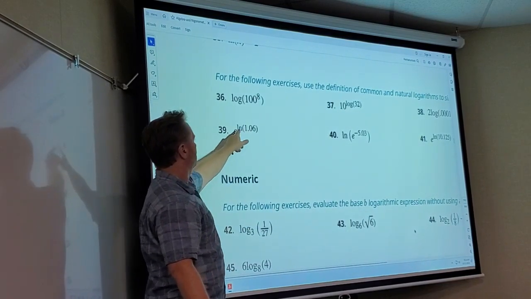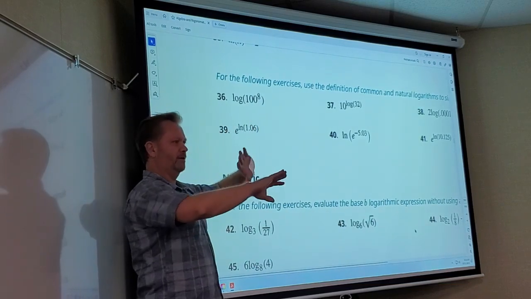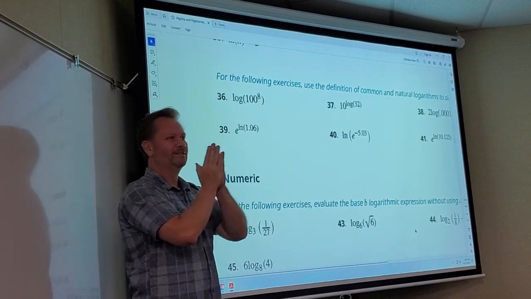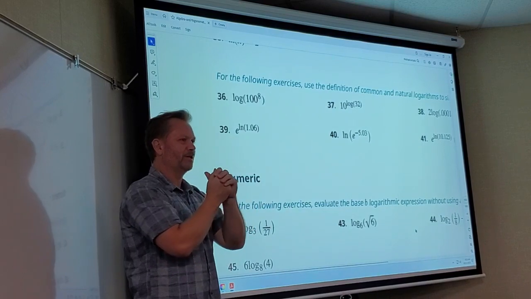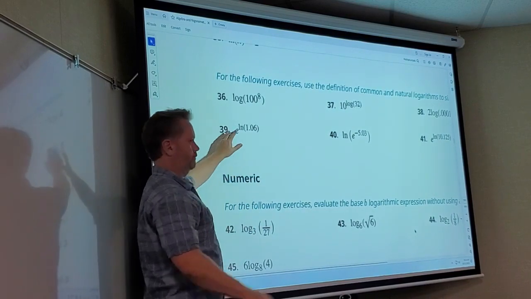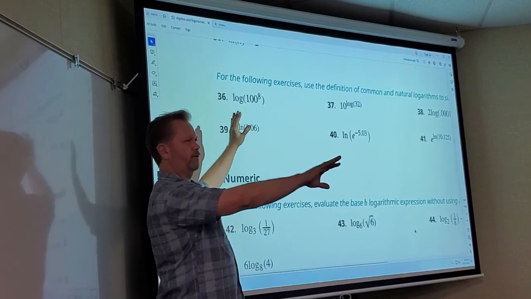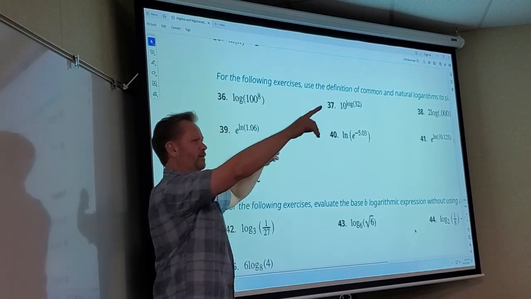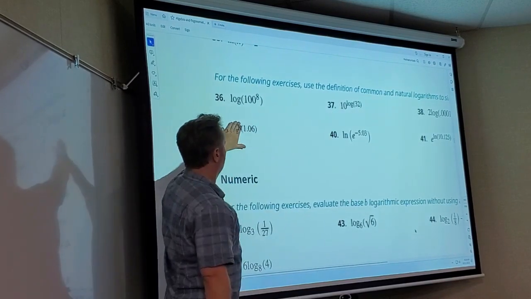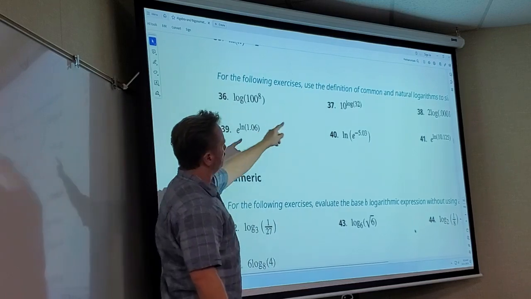Between e to a power and natural log, you guys are so, I love it. Such glee on killing things. All right, does that make sense? Okay, so every single one of those acts like this.